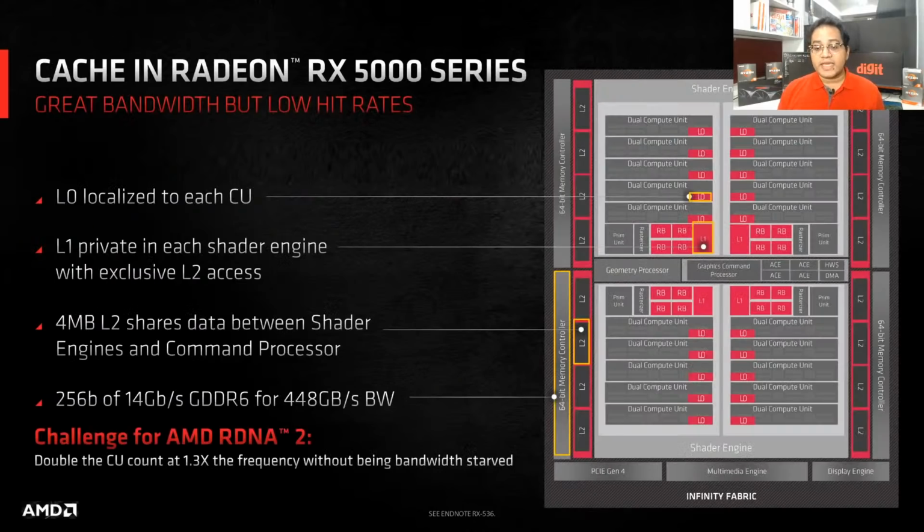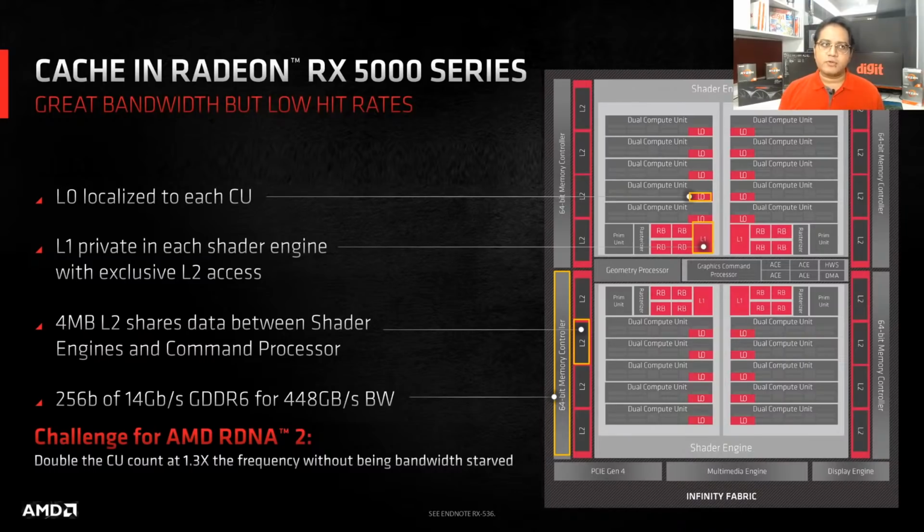Now, one of the major changes with RDNA 2 was with the cache hierarchy. Cache is where you sort of store all your game data files, the visual files. With the RX 5000 series, there was a private L1 cache linked to a 4 megabyte L2 cache. Now, this again was tied to a 256-bit interface on the die, and together they gave a bandwidth of 448 Gbps.